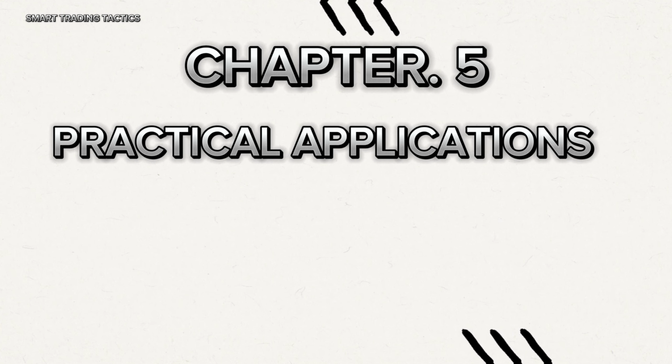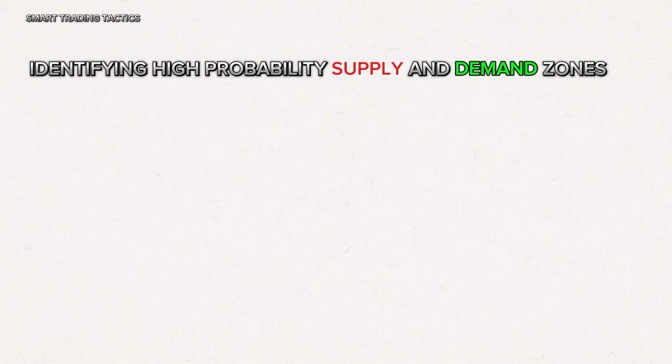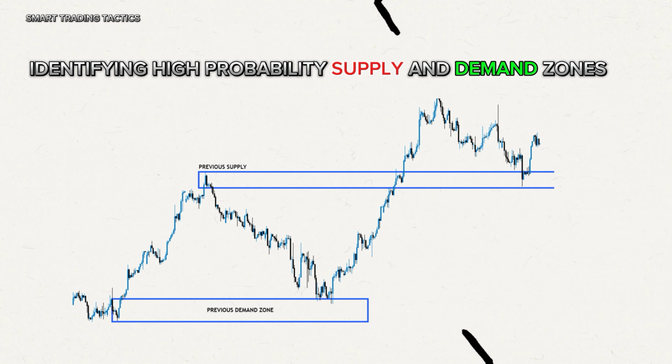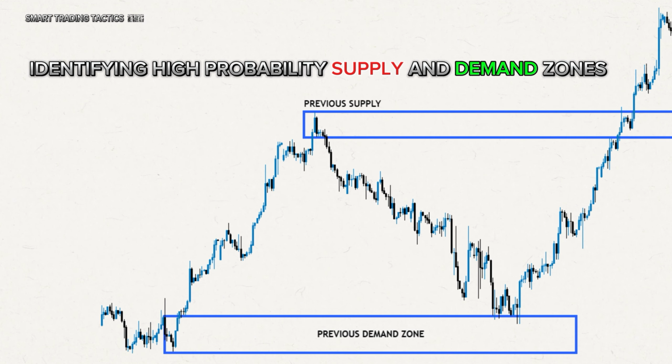Chapter 5. Practical Applications of Supply and Demand in ICT and SMC. Identifying high-probability supply and demand zones. To effectively trade using supply and demand, it's crucial to identify high-probability zones where price is likely to react. This involves analyzing historical price action, looking for areas where the price has previously reversed with strong momentum.